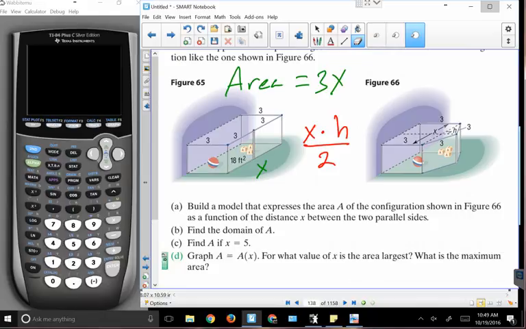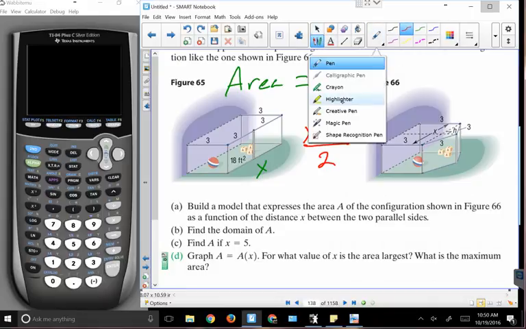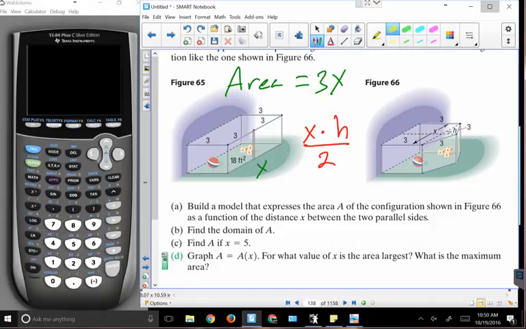X has to be this distance right here. But we don't use all of that, we only use half of it, and then the little line. Oh, I understand what you're saying now, but then again, don't I have two of those triangles? So I'd have to multiply by two.